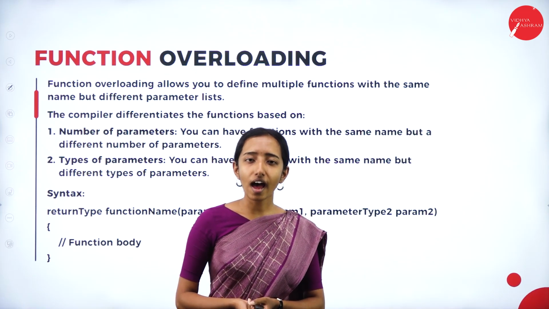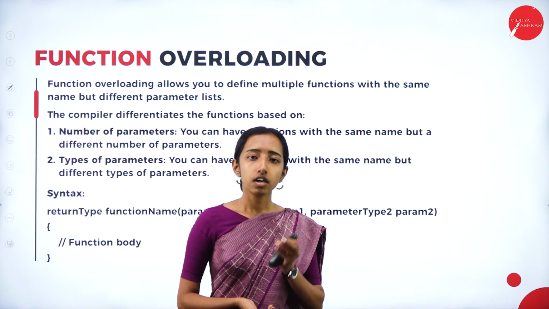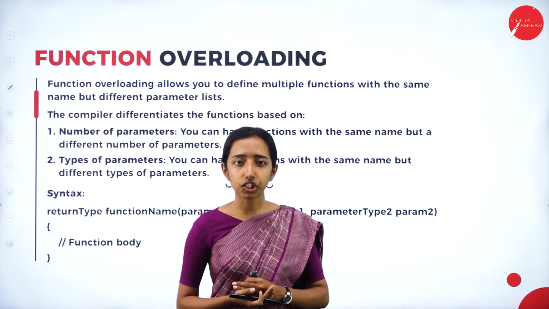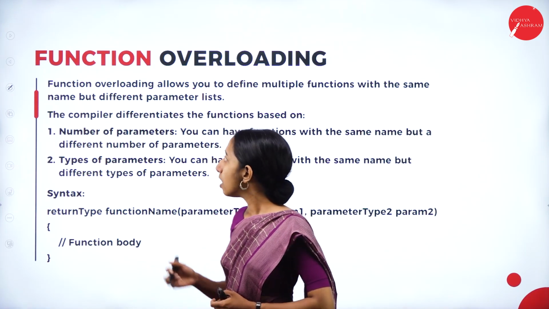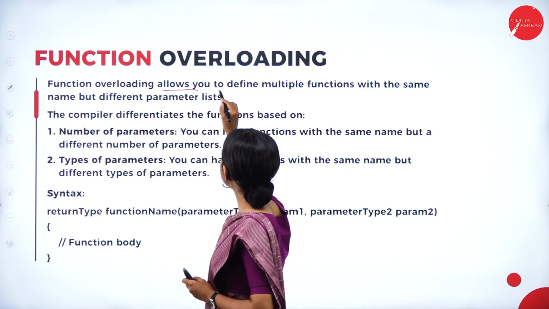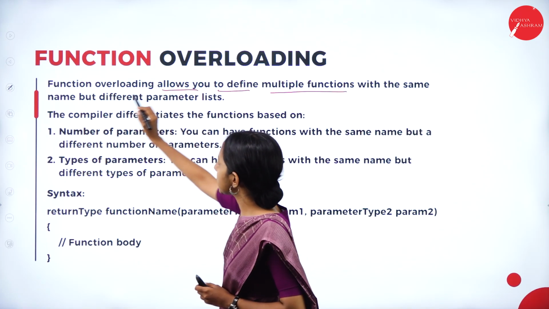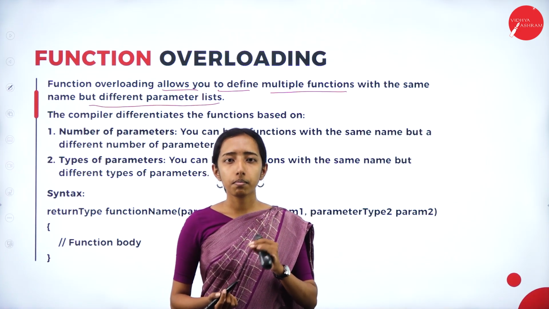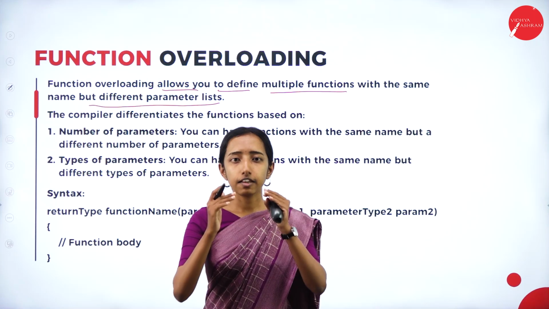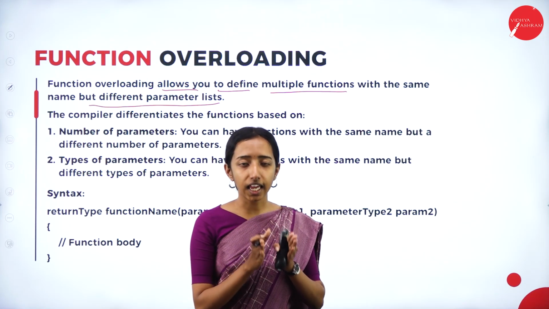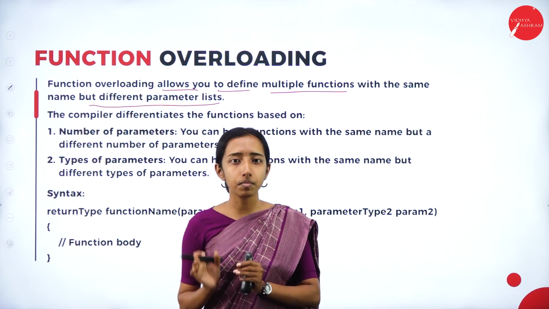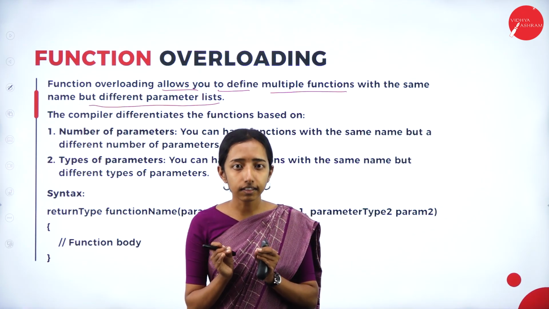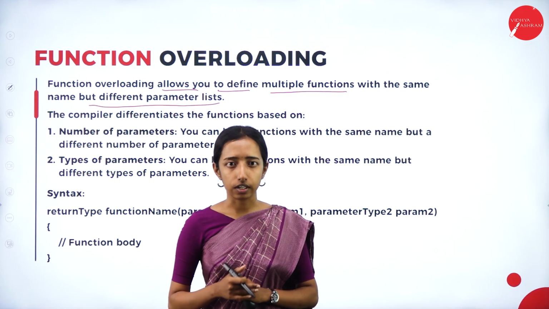So next we have function overloading. What is a function we have seen. So how do we overload that function in a program? Let us see. Function overloading allows you to define multiple functions with the same name but different parameter lists. So we should remember function overloading means the function will have the same name but different parameter lists. Same name but different parameters. That is the main thing we should remember.